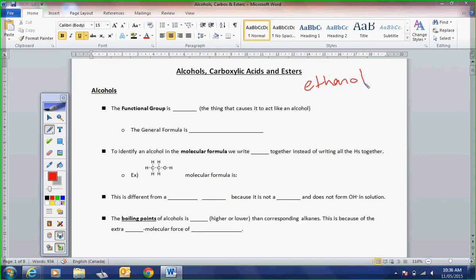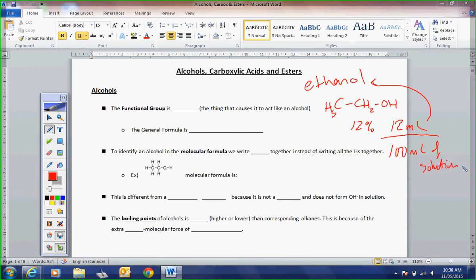Ethanol is what? C2H5OH. And so that's in every single drinking alcohol. And if you notice the percentages on the bottles, like wine is about 12%, that means I have 12 milliliters of ethanol in 100 mils of the solution. And so if you have a can of beer that's 355 mils, you can then figure out how many mils of ethanol you're drinking.